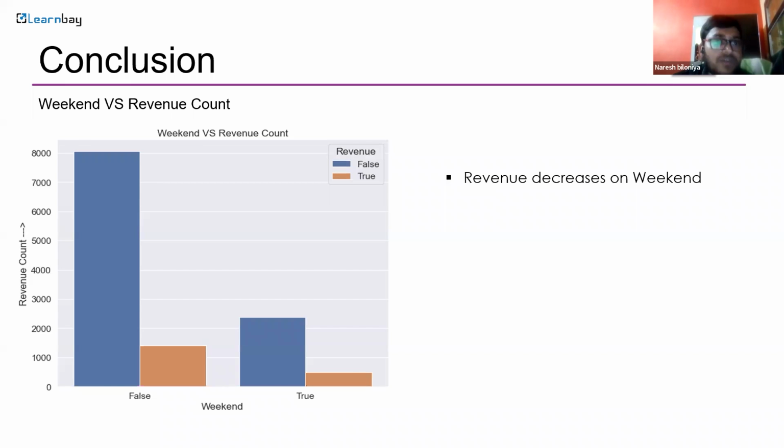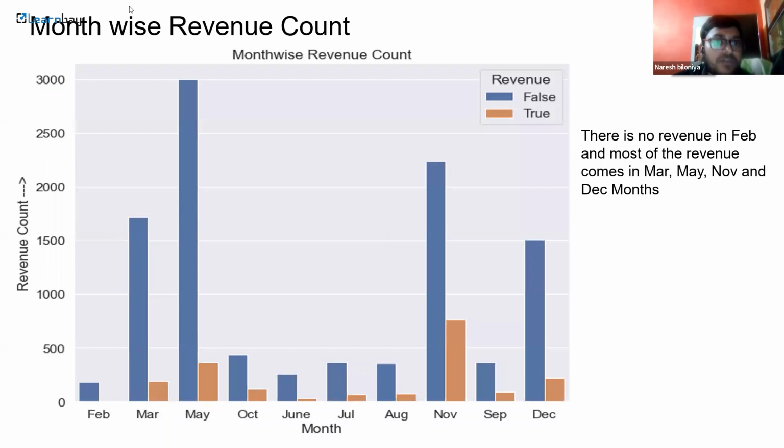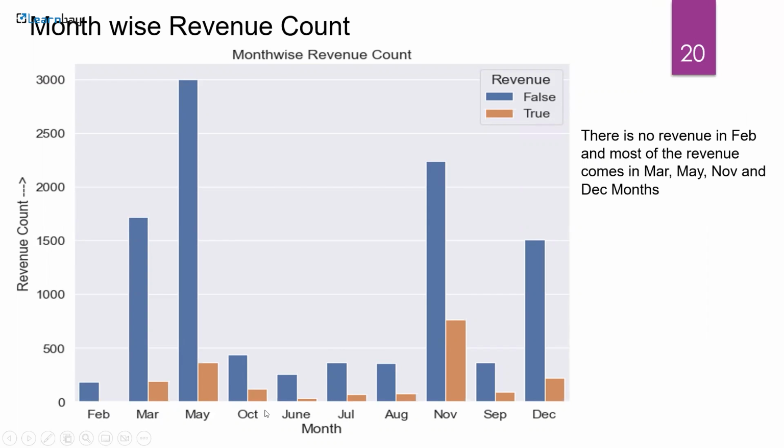And if we talk about the next conclusion, then we draw the graph month-wise revenue count. So we can see we had 8 months, and this is our revenue count. We see that in the months of March, May, October, November, and December, we are getting more revenue. And in February, there is no revenue. And in June, July, there is less revenue.